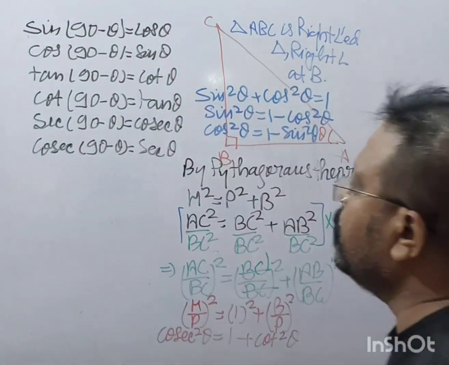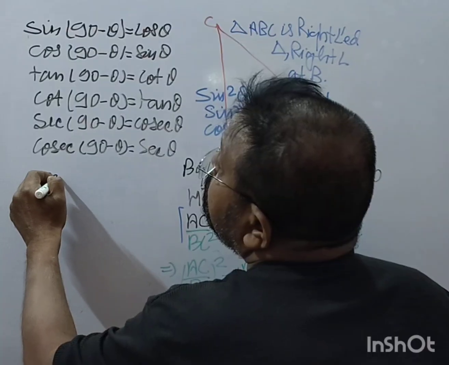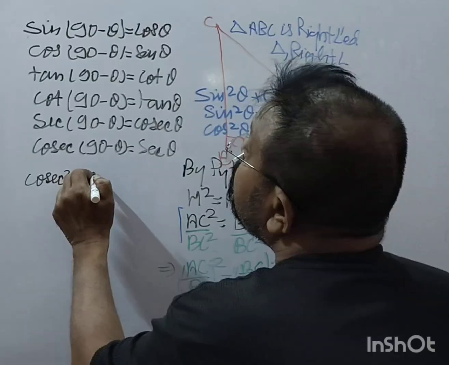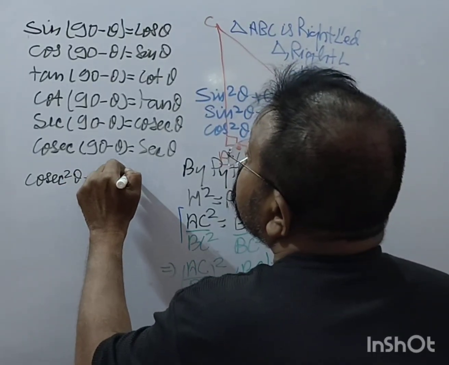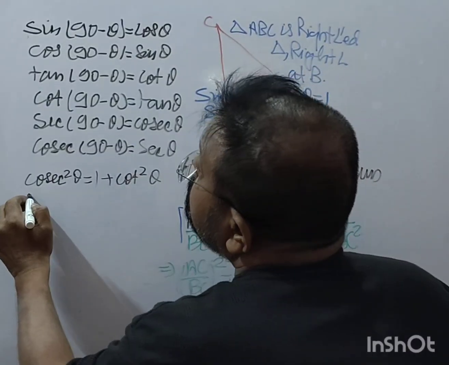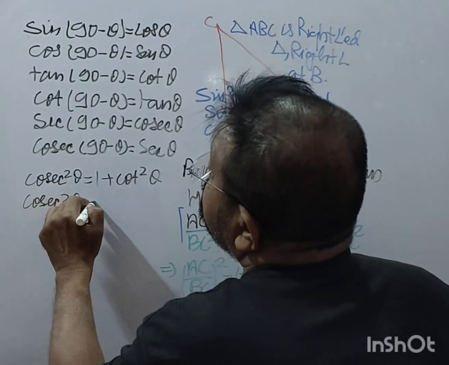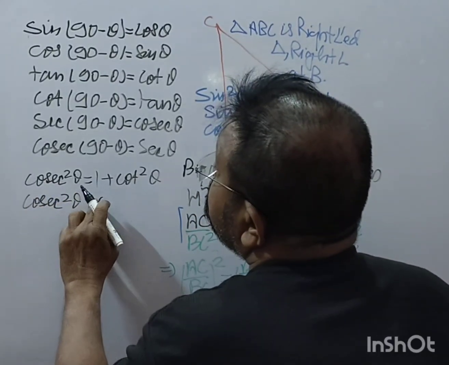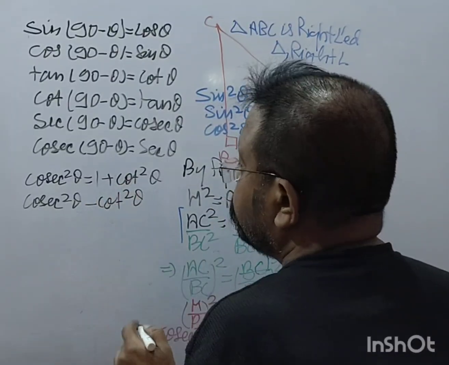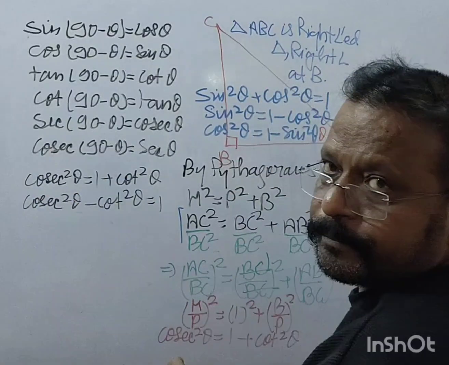So now you get the formula cosec square theta is equal to 1 plus cot square theta. Right? So cosec square theta minus cot square theta is equal to 1. We bring this here.